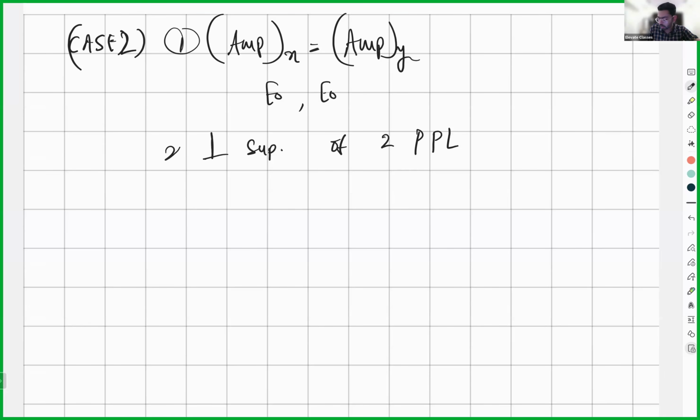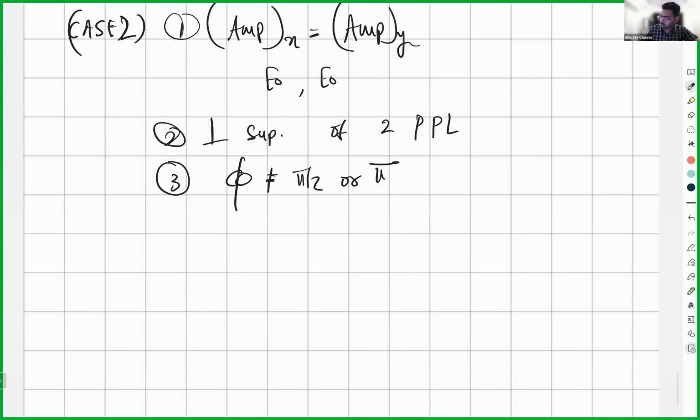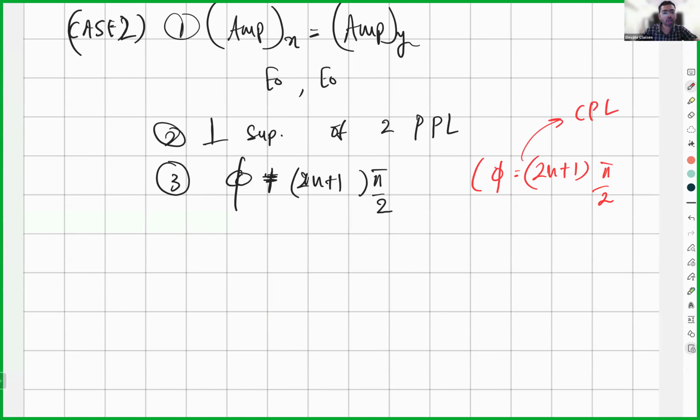So the third thing is the phase difference is not pi by 2 or pi. Okay. So when I say that the phase difference is not equal to (2n plus 1) pi by 2, why do I have to specify that it is not equal? Because for phase difference equal to (2n plus 1) pi by 2, that is pi by 2, 3 pi by 2, 5 pi by 2, these kinds of numbers, I will get a circularly polarized light instead of plane polarized light.